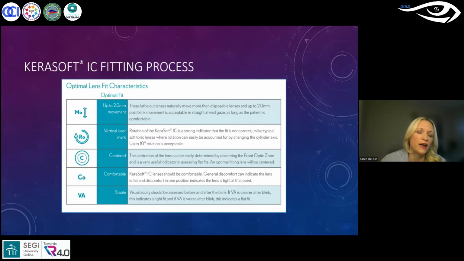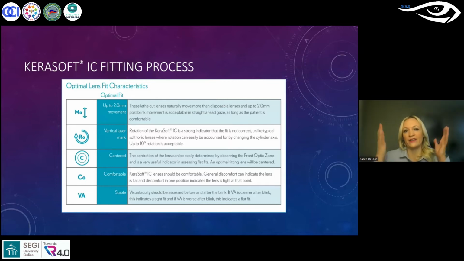One of the things that I have in here with respect to Kerasoft is a brand that's available. I put up this slide particularly because they have their algorithm on how to fit Kerasoft lenses. But if you think about it and read through it, it's no different than how you evaluate a soft contact lens. So you're looking for movement, rotation, making sure that the lens is centered, comfortable, and then vision is stable. So my point being, and I have to credit Lynette Johns here, is that she was the first person to point this out.